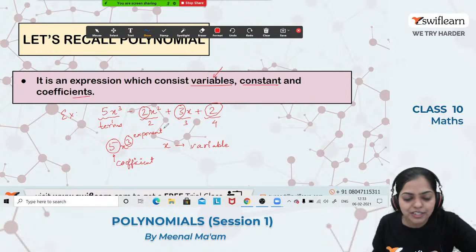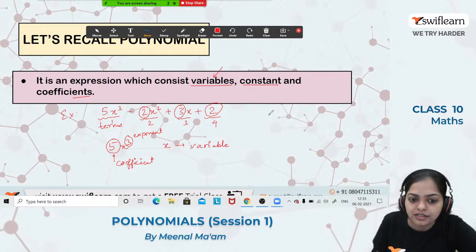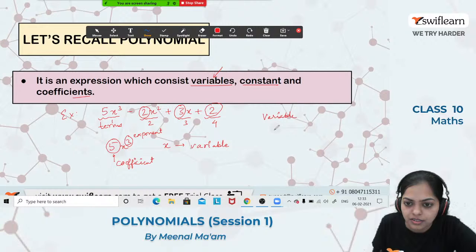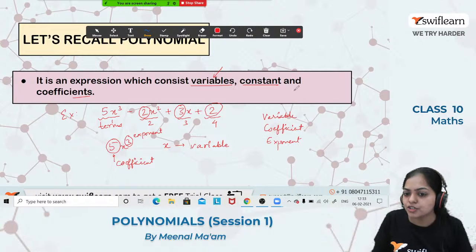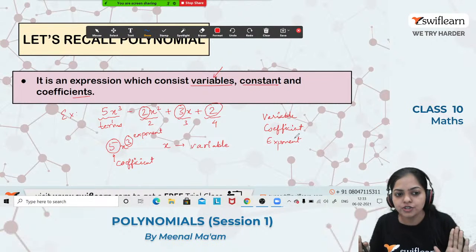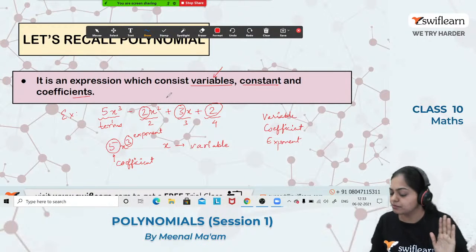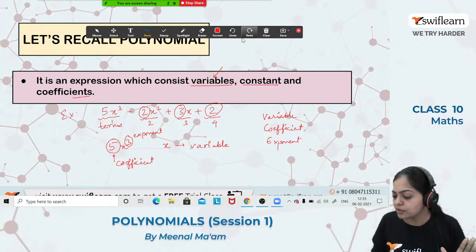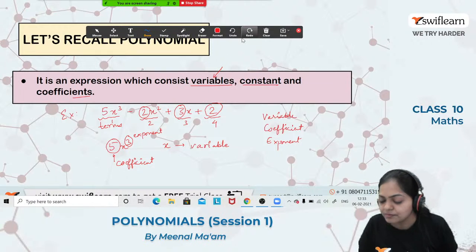So each term consists of what? Each term consists of 3 things. The first is variable. The second is coefficient. And what about the third? The third thing is exponent. So every term consists of 3 things: variable, coefficient and exponent. Got it everyone? So I think now you all understood the meaning of polynomial. Yes? Okay. So it is an expression which consists of variables, constant and coefficient. Till here any doubt? Any problem? Anyone? No? Okay.